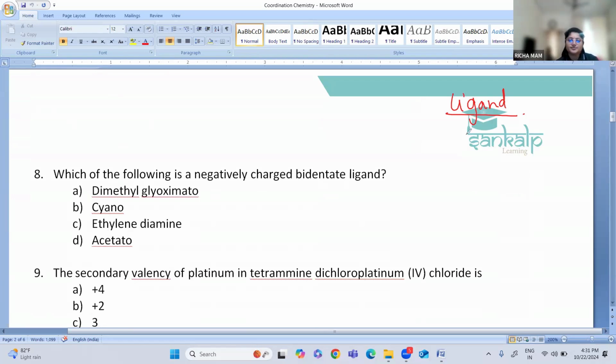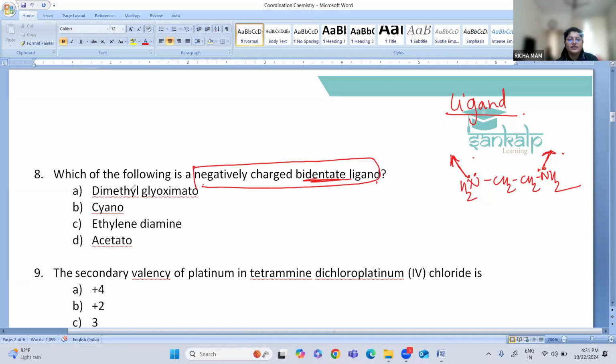What is a bidentate? Two atoms of the same molecule will donate, so they are the bidentate ligand. So which of these is a negatively charged bidentate ligand? They are asked: A, dimethyl glyoxymate; B, cyano; C, ethylenediamine; and D, acetato.